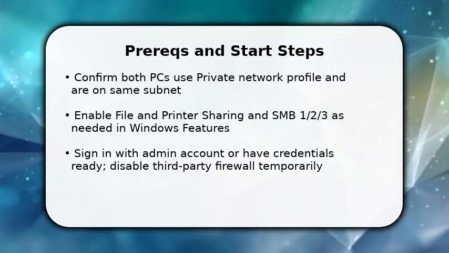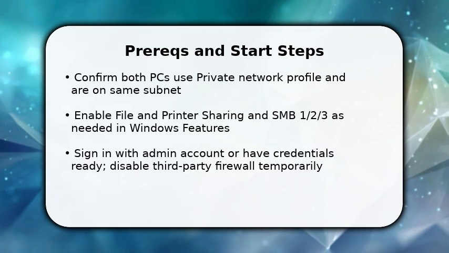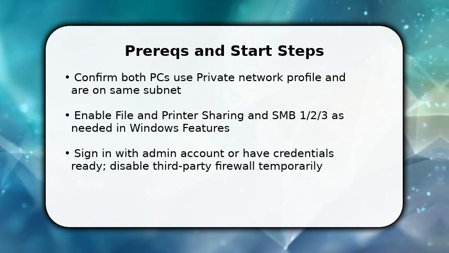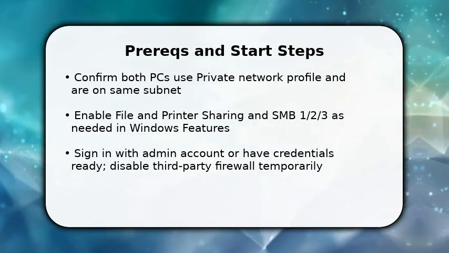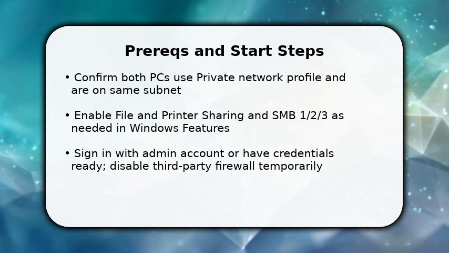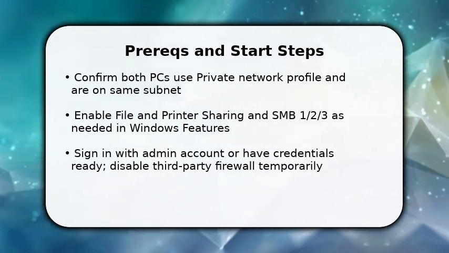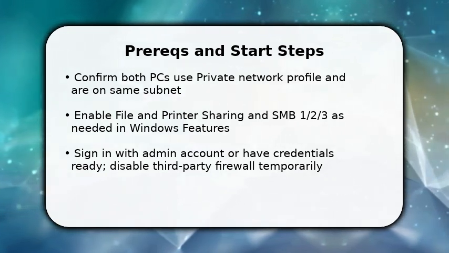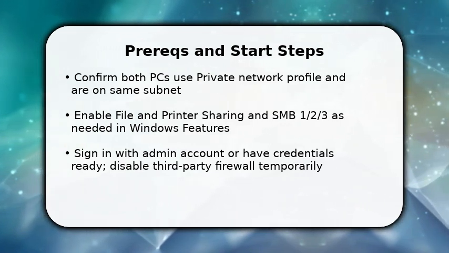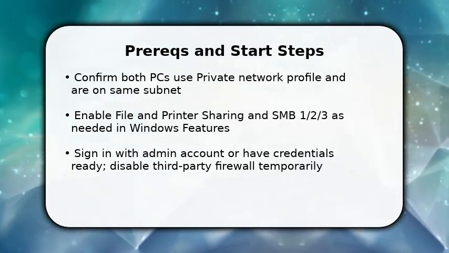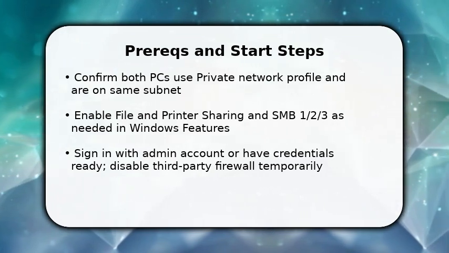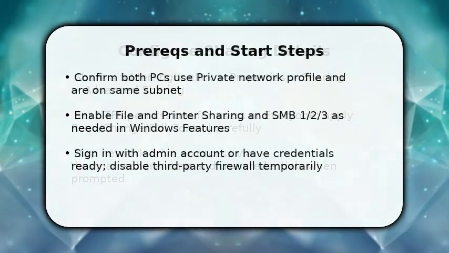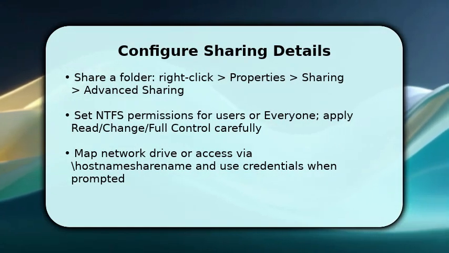Please enjoy the video. You'll start by verifying prerequisites. Make sure both machines are on a private network and the same subnet so discovery works. Once done, enable file and printer sharing in settings and turn on required SMB components via Turn Windows features on or off. Use SMB 2/3 unless you need legacy SMB 1. Sign in as an administrator or have admin credentials ready, and temporarily disable any third-party firewall so initial connection tests aren't blocked.